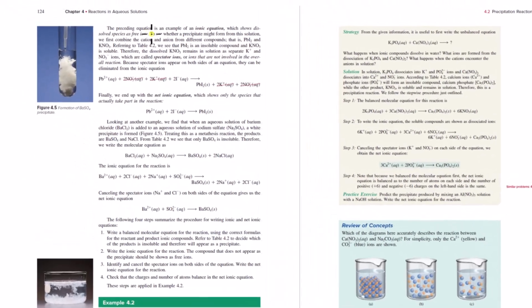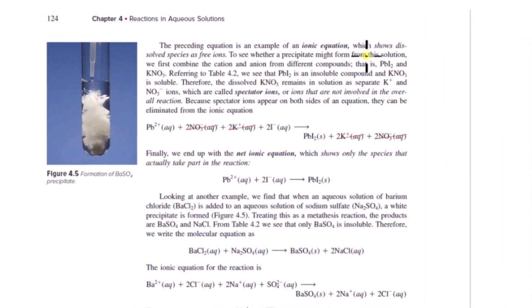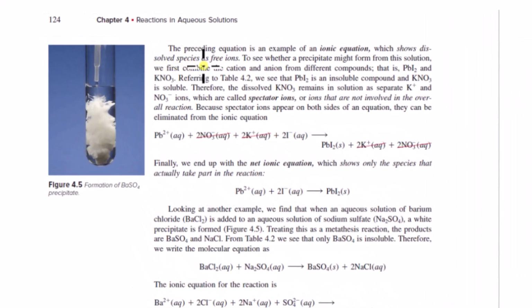Okay, the preceding equation is an example of an ionic equation, which shows dissociated species as free ions. To see whether a precipitate might form from this solution, we first combine the cation and anion from different compounds, that is, PbI2 and KNO3. Referring to table 4.2, we see that PbI2 is an insoluble compound and KNO3 is soluble. Therefore, the dissolved KNO3 remains in solution as separate K+ and NO3- ions, which we call spectator ions, or ions that are not involved in the overall reaction.